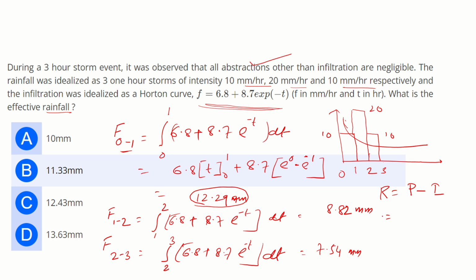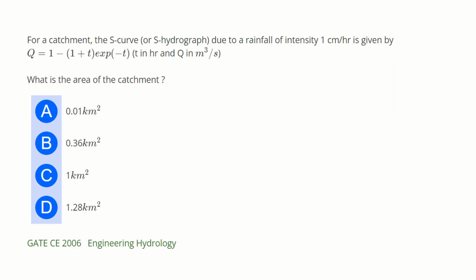राइट? सो व्हाट इज द टू, ये लास्ट टू ड्यूरेशन जो है, that means 1 to 3 hours, what is the precipitation? 20 plus 10, 30, minus what is the infiltration? 8.82 plus 7.54, which is nothing but equal to 13.63 mm. Okay, right.